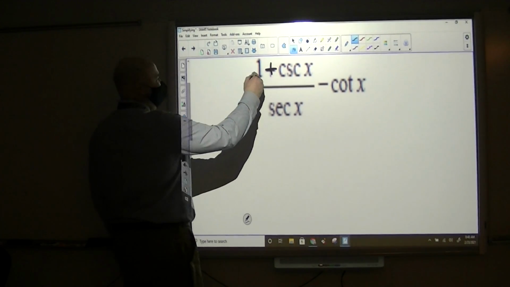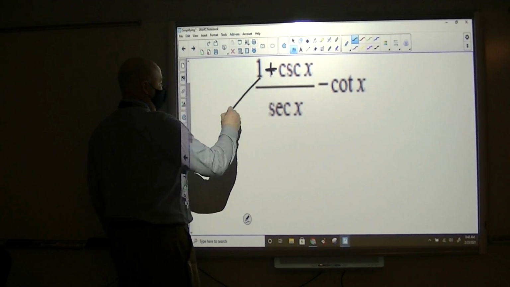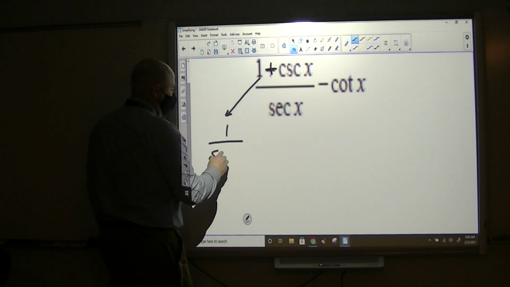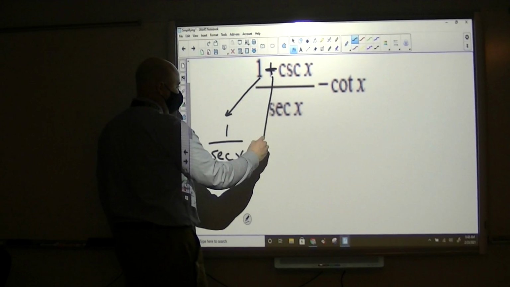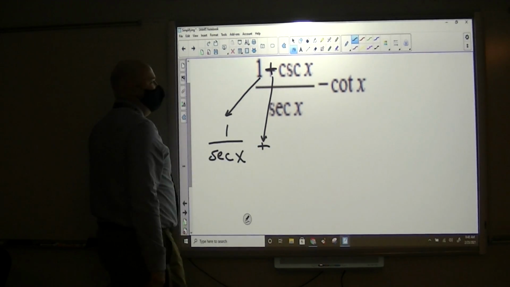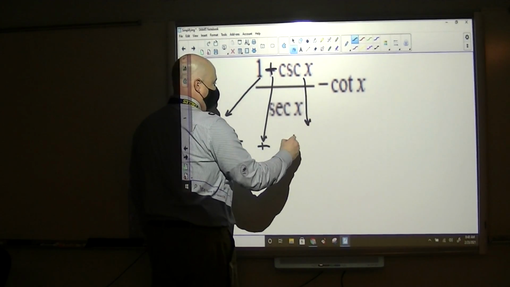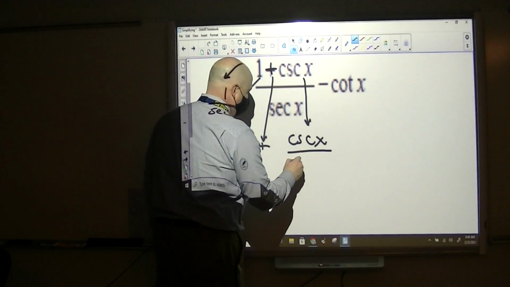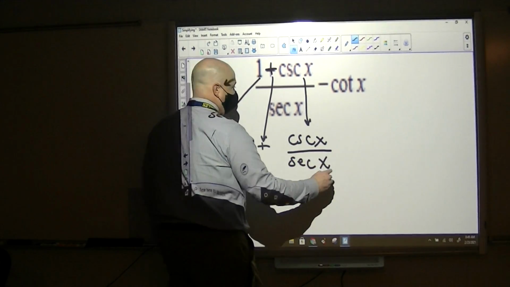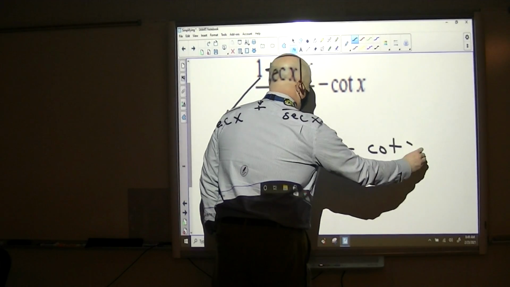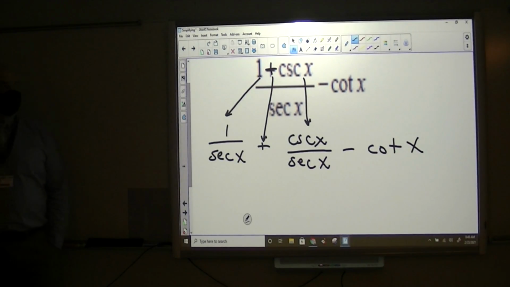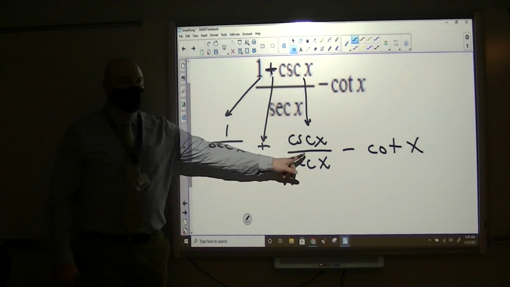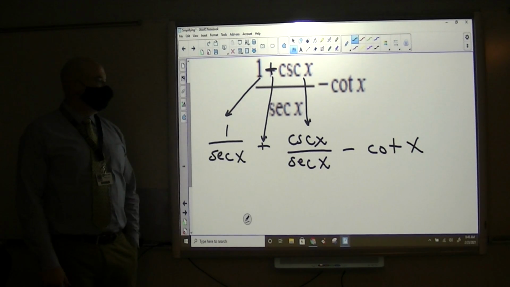That means we're taking the number 1 and writing it over secant x. And then we're taking the plus sign, and then we're taking cosecant x, and also writing that over secant x. Now we have this. This is our problem now. That's the decomposition of the fraction right there. Okay?